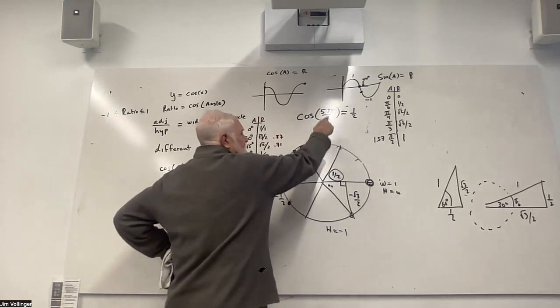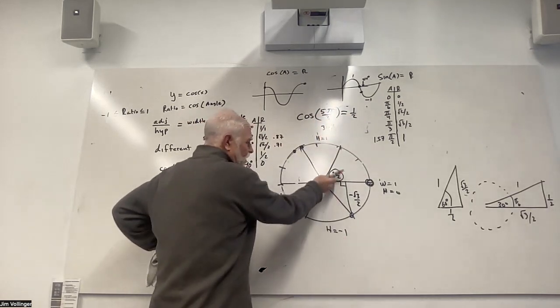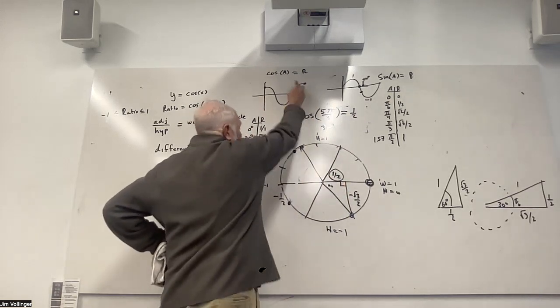Okay, now what is this? 60 degrees times 5 is the same as 300 degrees. So I'm going 300 degrees, drawing my triangle. So where would that be on this curve?